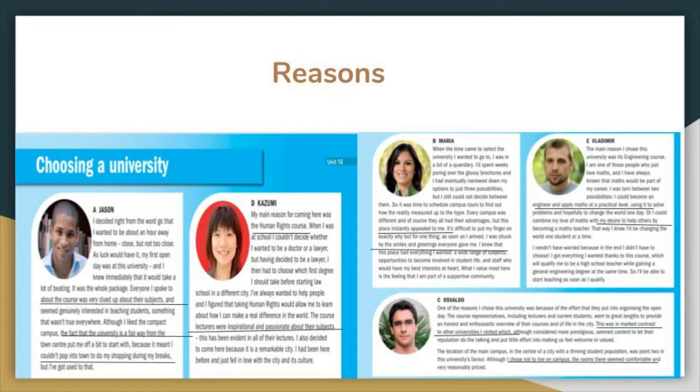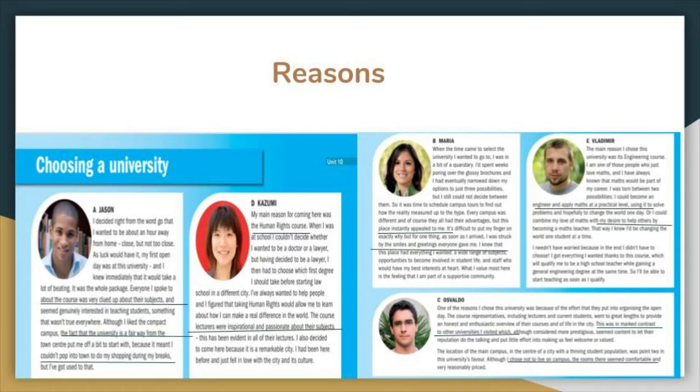Now number 6, which is letter A. It says the person initially thought that the location of the campus was a negative feature, and that is letter A. It says the fact that the university is far away from the town center put me off a bit to start with, because it meant I couldn't pop into town too much for shopping during my breaks. So that was a negative feature. However, he still chose that place to live.